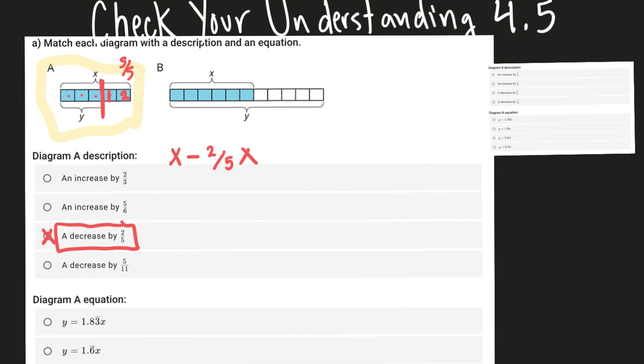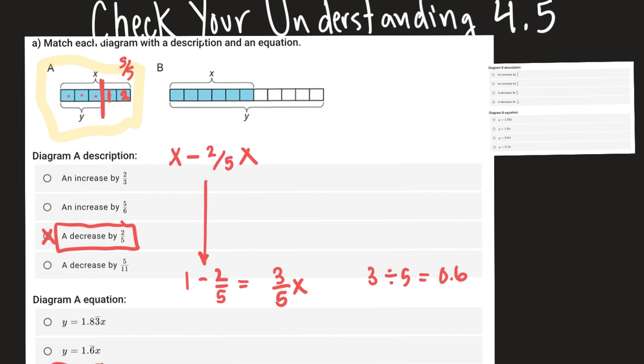And we want to put that as a decimal, not as a fraction. So if we go 1 whole minus 2/5, we end up with 3/5 x. But we don't know what that decimal is. Let's try and figure that decimal. We can go 3 divided by 5 is 0.6. So our equation is y equals 0.6x.